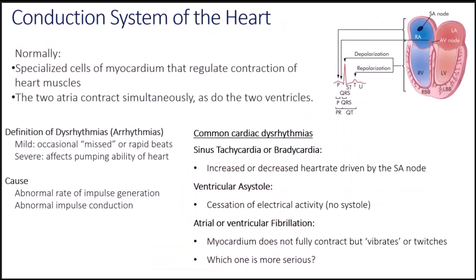So let's look at the conduction system of the heart, a few reminders of normal anatomy, and then we'll talk about some abnormal states. Normally, we have these specialized cells of the myocardium that are going to regulate the contraction of the heart muscles. And we have these signals that are going to be generated by the SA node that are going to travel and depolarize the atria and then travel down and depolarize the ventricles. And after they're depolarized, then they will contract. That's like their signal to contract.